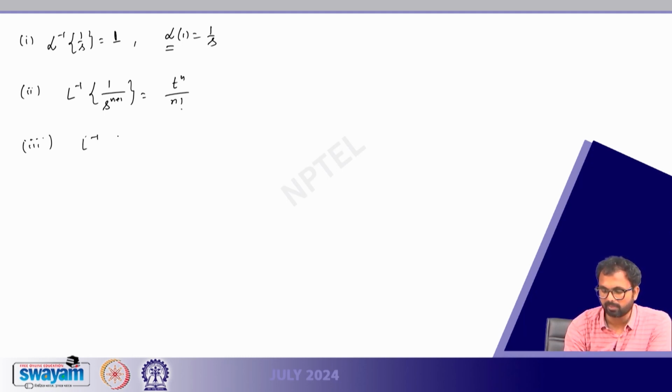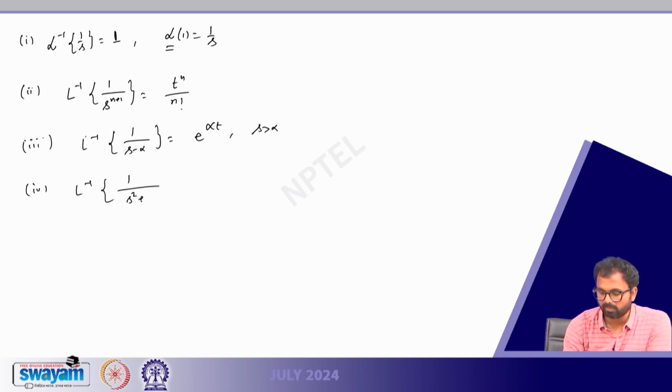Similarly, the inverse Laplace transform of 1 by s minus alpha will be e to the power alpha t, provided s is greater than alpha. And the fourth one is the inverse Laplace transform of 1 by s square plus a square. This will be 1 by a sine of at. Then we have the fifth, L inverse of s by s square plus a square. This will be cos of at.